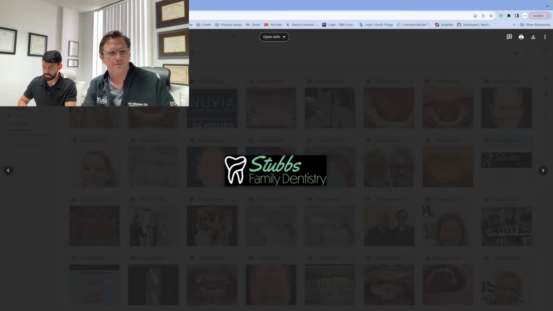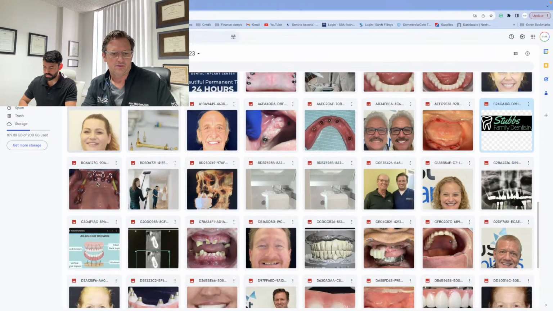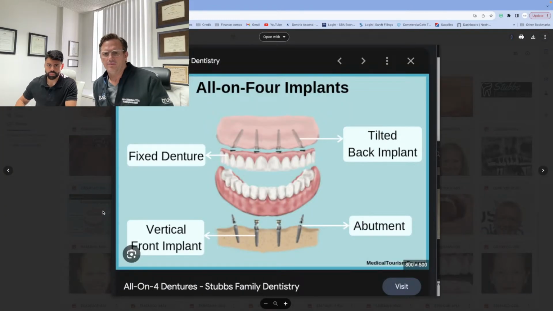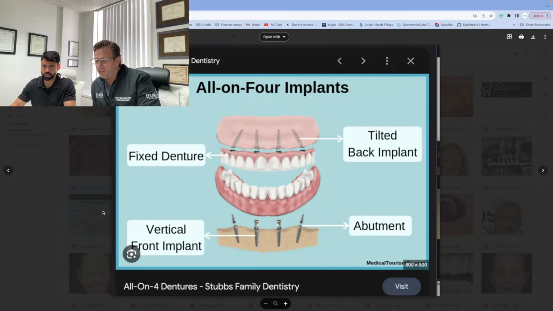Another ad that they've got is their All-on-4 ad. They do family dentistry, cleanings, fillings, just regular conventional general dentistry. But now they've gotten into the implant game and they're showing us what an All-on-4 is. So this family dental practice has now gotten into the All-on-4 game.